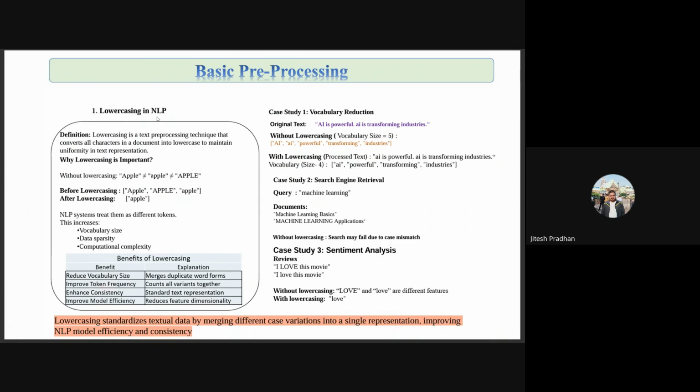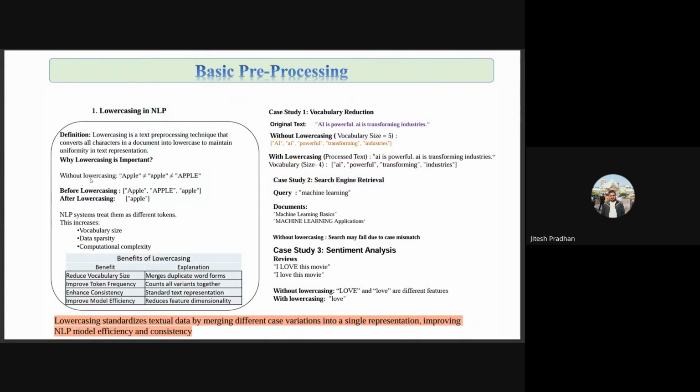So lowercasing in NLP is the first task. So what is lowercasing? Basically, whatever text we are reading may be composed of uppercase or lowercase, or it may have both. So to make it standardized, we will keep everything in lowercase.